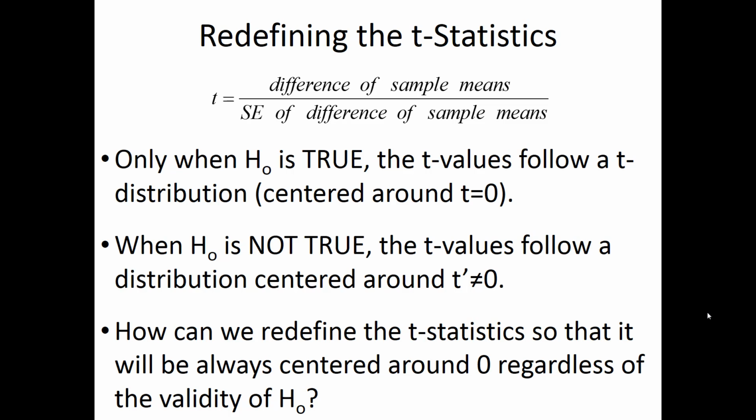Only when the null hypothesis is true will the t-values follow a t-distribution centered around t equal to 0. When the null hypothesis is not true, the t-values follow a distribution centered around t prime not equal to 0. So how can we redefine the t-statistic so that it will always be centered around 0 regardless of the validity of the null hypothesis?